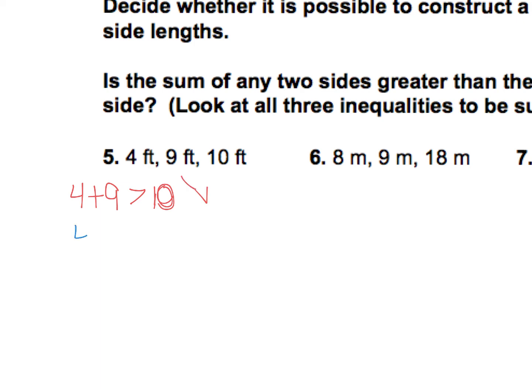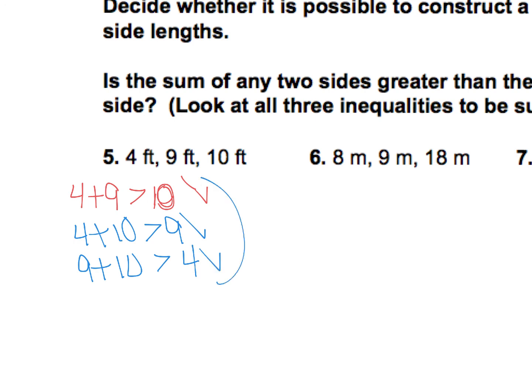Okay, and then I have 4 plus 10 is greater than 9. Well, 4 plus 10 is 14, which is greater than 9, so that's a true statement. And then the last one we have is 9 plus 10 is greater than 4. Well, 9 plus 10 is 19, that is greater than 4. True statements. So since all of these 3 are true, then yes, it will make a triangle.